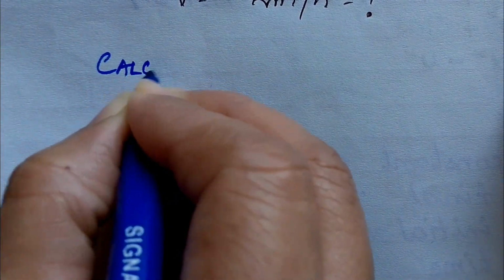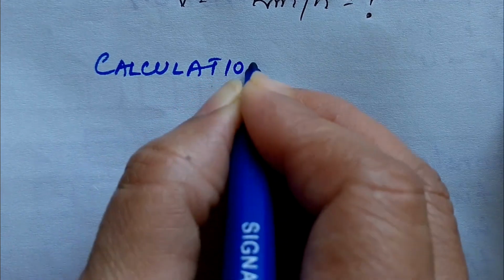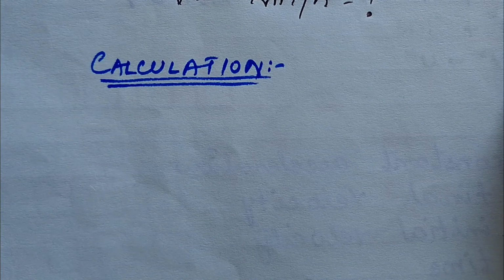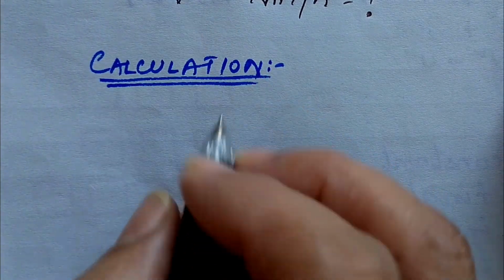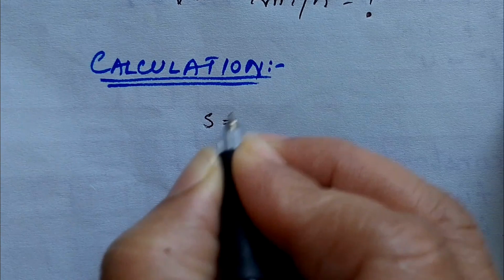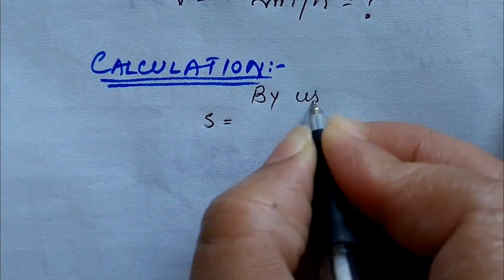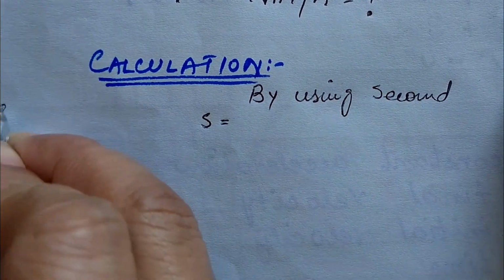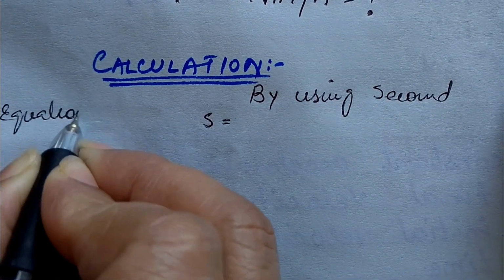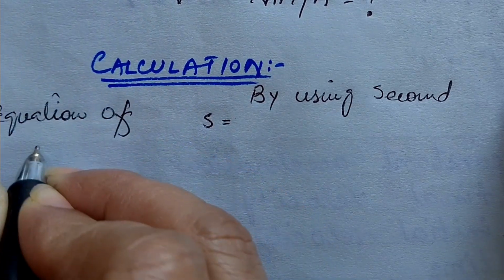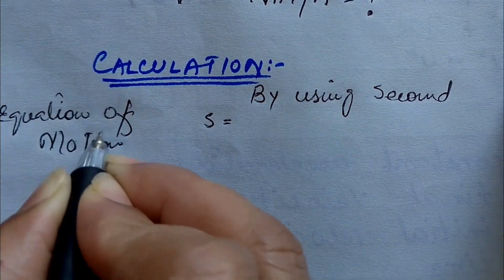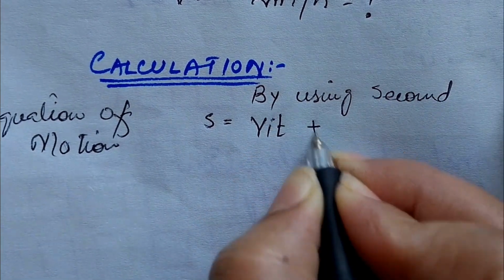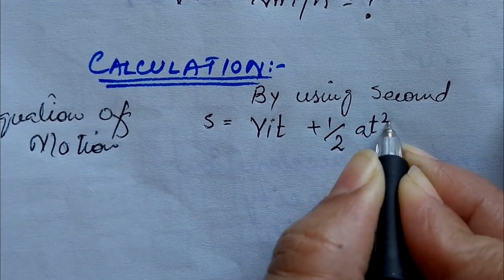So friends, first we find the acceleration as per the requirement of our question, right? For finding acceleration, we use the second equation of motion, which is S is equal to ut plus half at square, right? Initial velocity times time plus half acceleration t square. By using this equation of motion, we will find the acceleration, right?